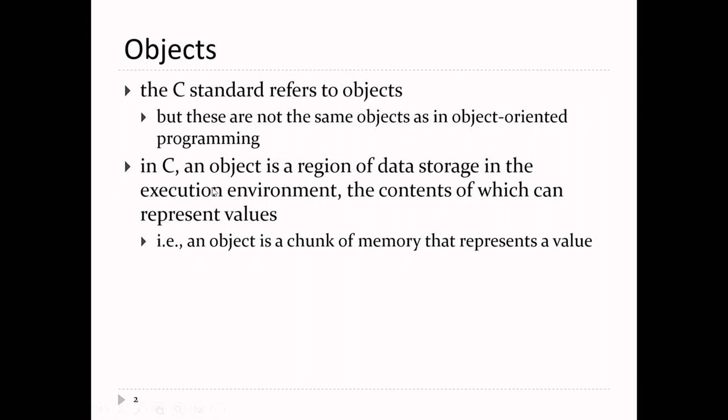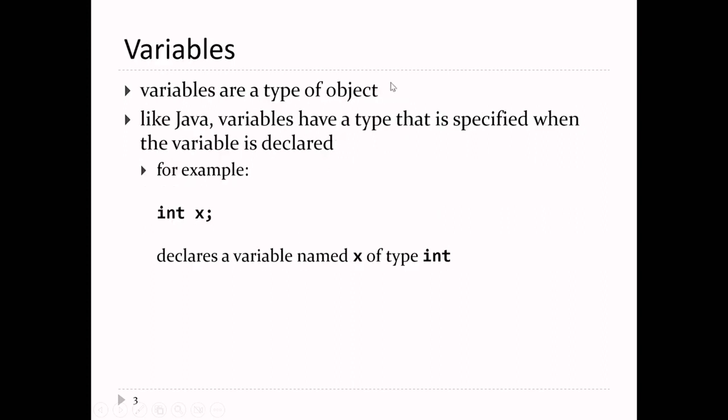So in C, an object is just a chunk of data, just a chunk of memory. And inside that chunk of memory, there's some value that's represented. So a block of memory has a value. That's all they mean by object. So a variable is an example of an object. A variable is some labeled chunk of memory that stores a value.